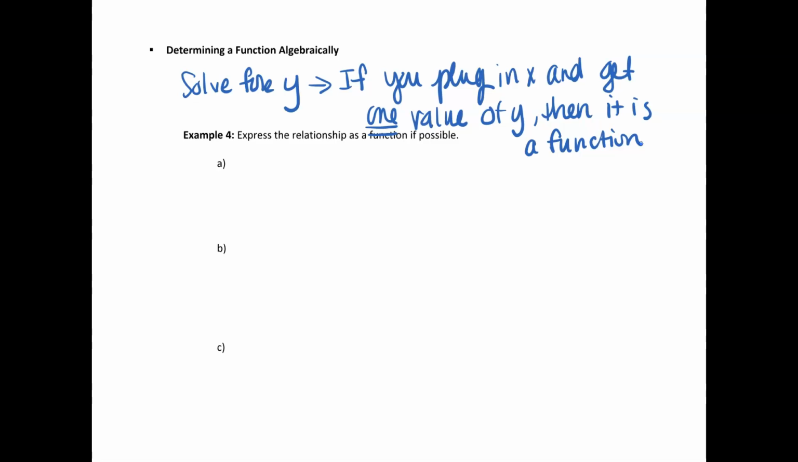And so in example 4, it says express the relationship as a function if possible. And it gives us this equation, 2x plus 6y equal to 12.